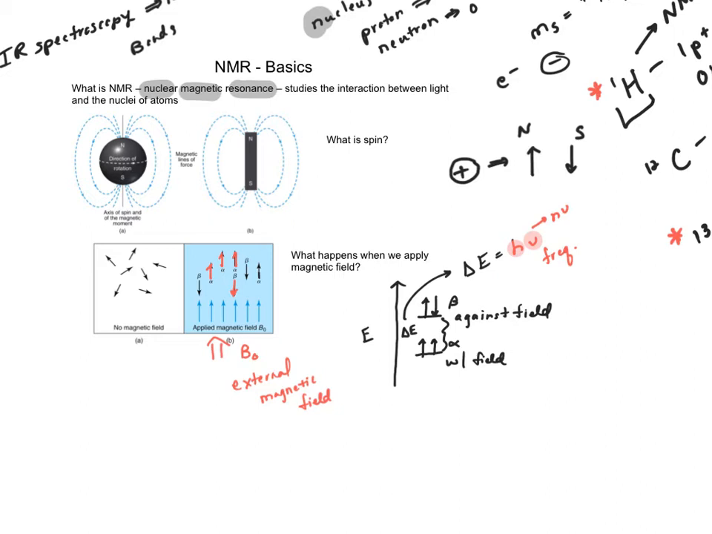Now, a couple more things to note. The energy difference between these two spin states is very, very, very small. So much so that the frequency of light we use in NMR spectroscopy ends up being at the radio wave wavelength of the electromagnetic spectrum. So we're dealing with very small frequencies, very large wavelengths. We're dealing with radio waves in terms of the energies that we're looking at.